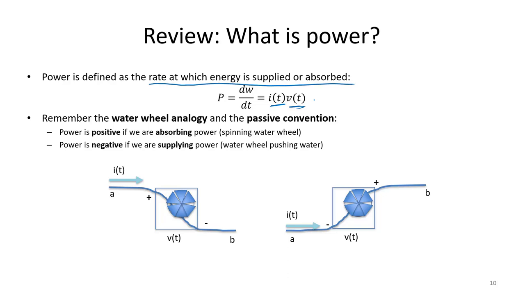You might also remember that water wheel analogy. It turns out that this is still applicable to AC circuits as well as DC circuits. So once again, with AC circuits, we do assume that the passive convention still applies. So if our current is entering the positive terminal of our circuit element, we say that positive power means power is being absorbed by that circuit element. And similarly, we say that our power is negative if our circuit element is supplying. So the passive convention still works with both AC and DC circuits.